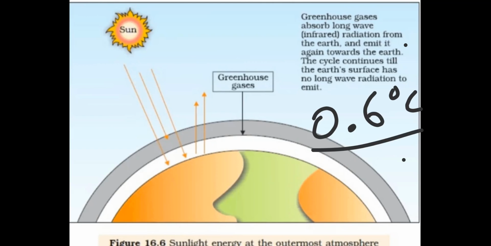And most of this increase happened during the last 3 decades, the last 30 years. You may think that 0.6 degrees Celsius is not too much, but this much temperature is enough to melt the polar ice caps. And when the polar ice caps start melting, the sea level, the water level, increases. When the sea level rises, it can result in submerging many coastal areas, right?